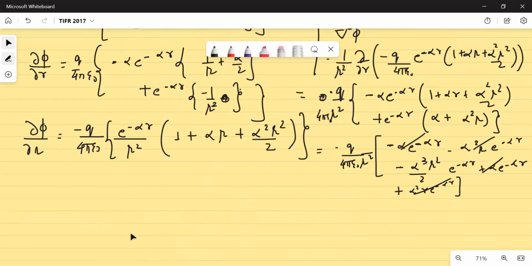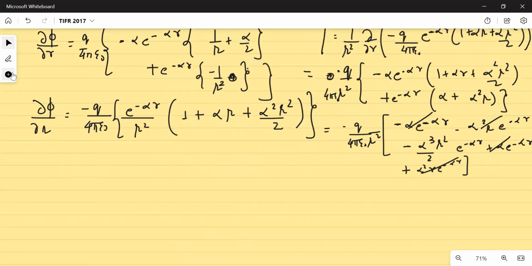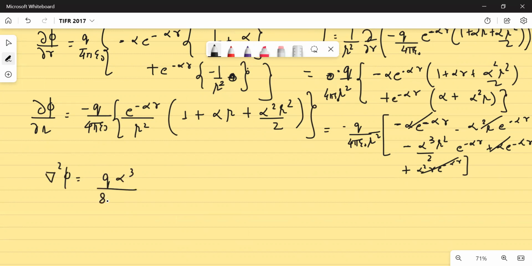What will happen is this entire thing will become del square phi, which will become q alpha cube upon 8 pi epsilon naught, and this is, I think, e to the power minus alpha. Okay. And for del square phi, it is the case that minus rho of r upon epsilon naught will be equal to del square phi.